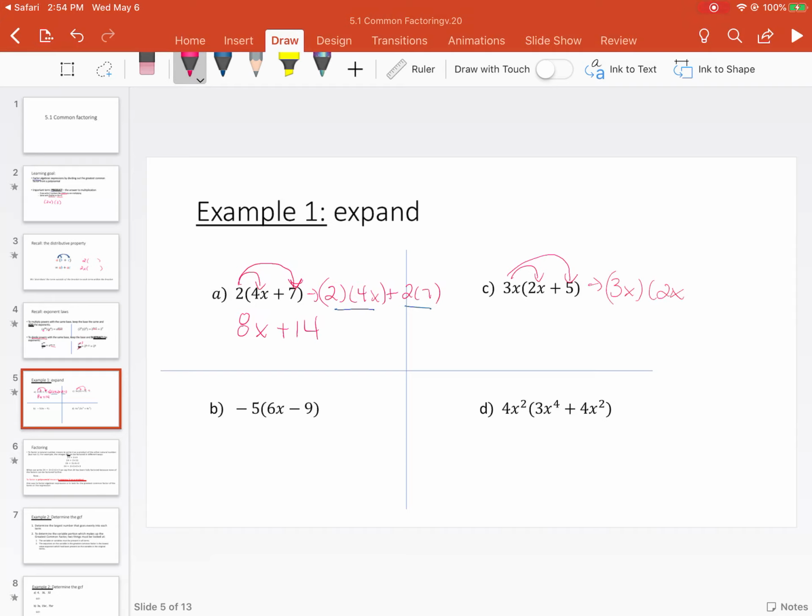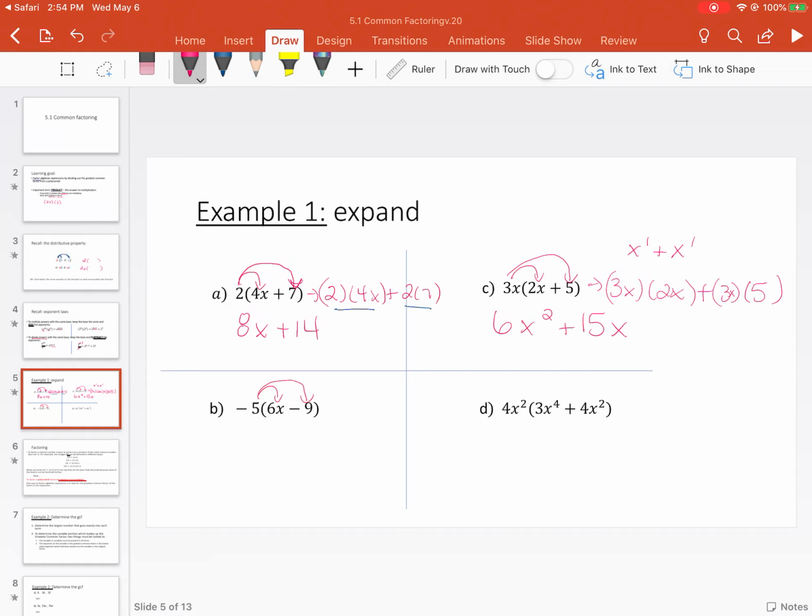So same thing here. You're thinking 3x times 2x plus 3x times 5. So now this is one where the bases are the same. So you multiply the numbers, which is 6. 3 times 2 is 6. And then you would add the exponent. So this is x to the power of 1 times x to the power of 1, which is x squared. And then 3x times 5 is 15x.